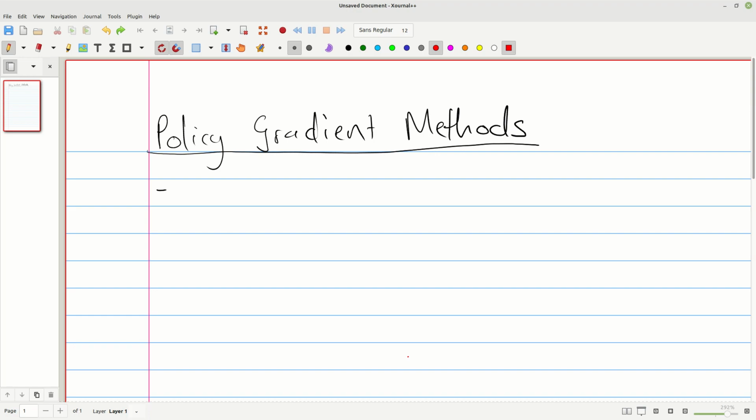Hello. So in this lecture, we're going to look at policy gradient methods. And these are essentially methods that learn a policy based on the gradient of some performance measure.